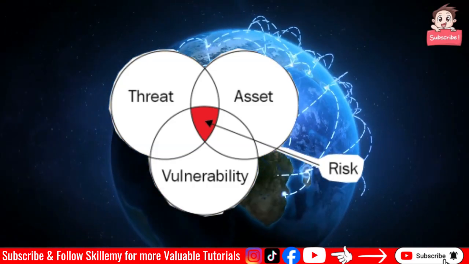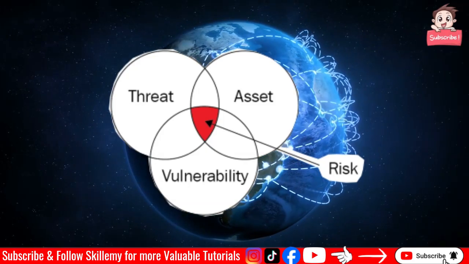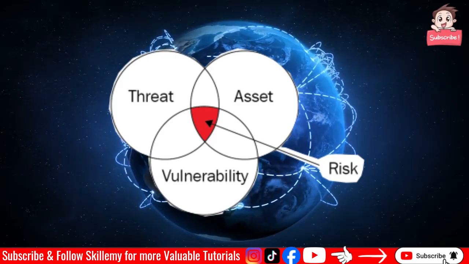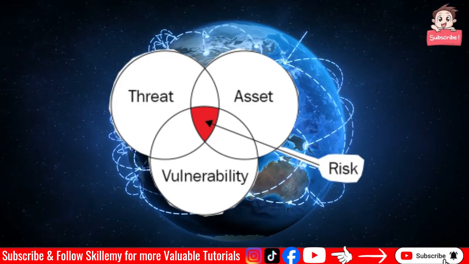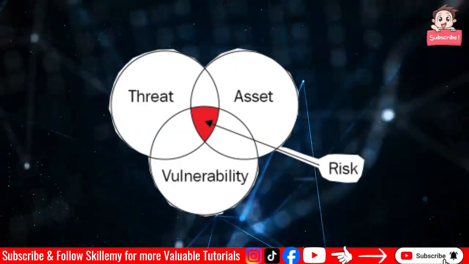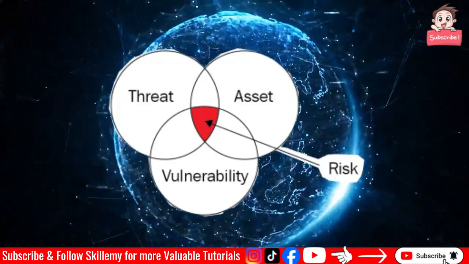Ultimately, this impacts the asset and confidentiality, integrity, and availability. In this diagram, A is asset, T is threat, V is vulnerability, and R is risk. There are steps to explain the threat modeling process.